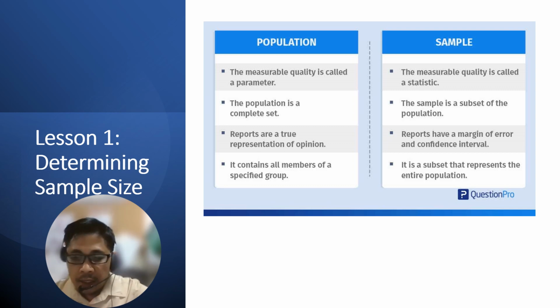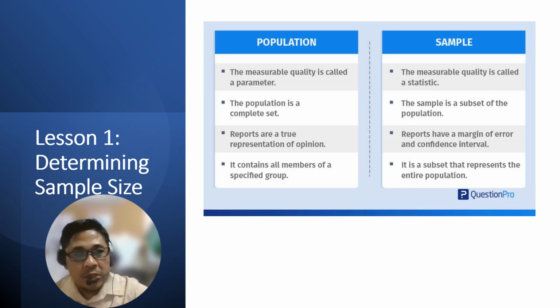So population is the total number of individuals, animals, items, objects, or any given subject being investigated. And a portion of that is what we call a sample. So if you get a number of respondents or a number of objects from the group, we call it a sample. The population's measurable quality is called a parameter. That's why I mentioned, other than people, animals or any given subject of your research. So the population is a complete set.